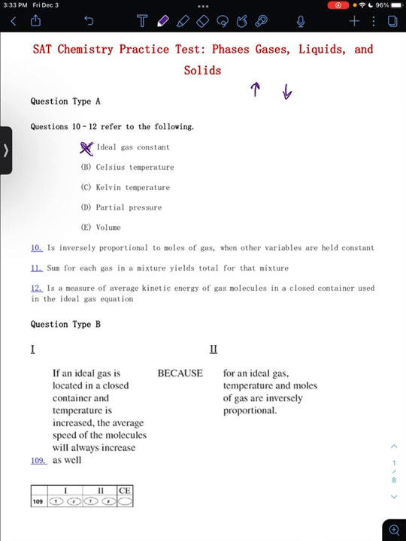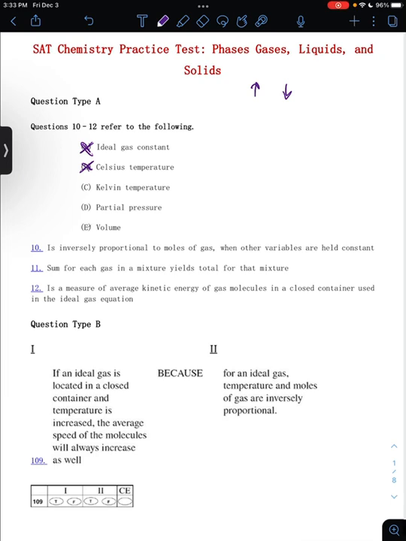Celsius temperature, we don't use that in our ideal gas formula. We use Kelvin because Kelvin does have a representation of absolute zero, which would be 0 Kelvin. Celsius is just like the representation that we use of something being like hot or cold. Kelvin's the measure of the kinetic energy, so it's not going to be the Celsius temperature.